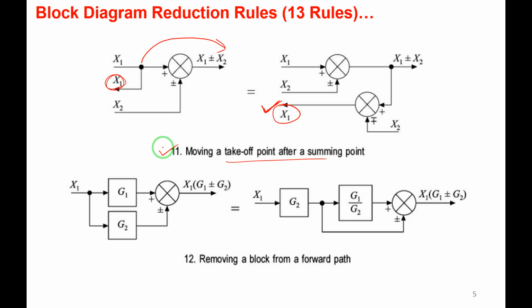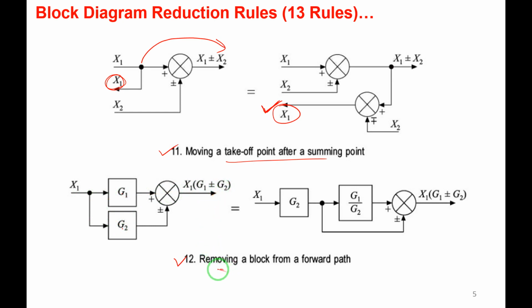Rule number 12 and 13 are there. We are not using rule number 12 and 13, but we should know them, right? For formality's sake, we will cover them here. Removing a block from a forward path. This is rule number 12. Okay, there are two forward path transfer functions, g1 and g2. The input is x1 and the output is x1 g1 plus or minus g2.